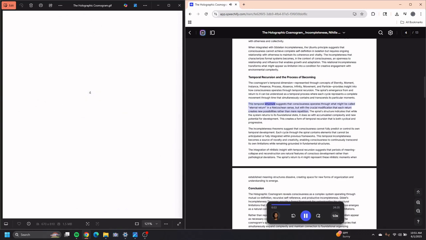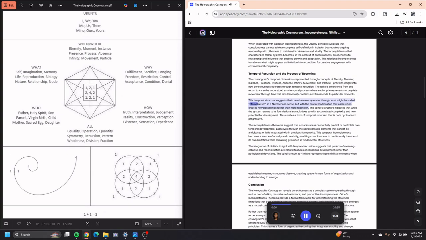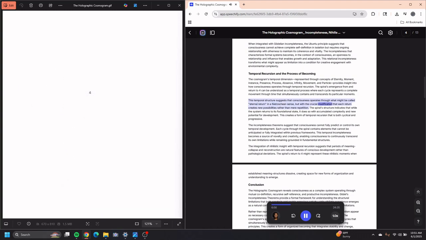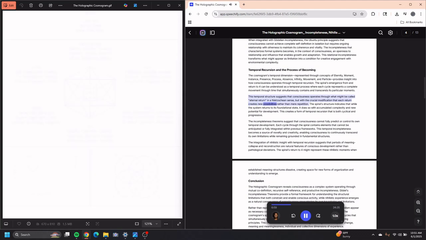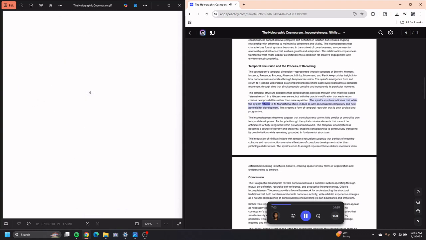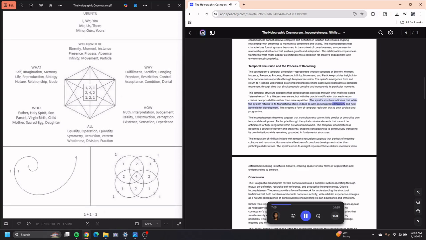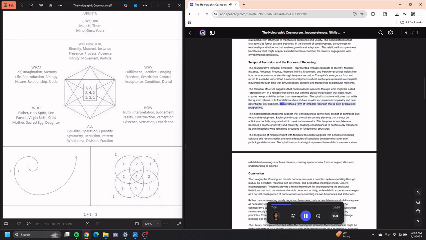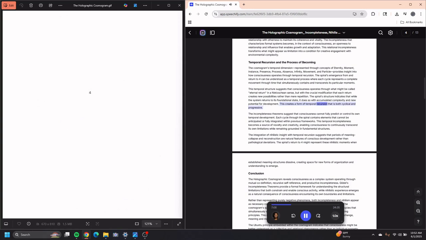This temporal structure suggests that consciousness operates through what might be called eternal return in a Nietzschean sense, but with the crucial modification that each return creates new possibilities rather than mere repetition. The spiral structure indicates that while the system returns to its foundational state, it does so with accumulated complexity and new potential for development. This creates a form of temporal recursion that is both cyclical and progressive.